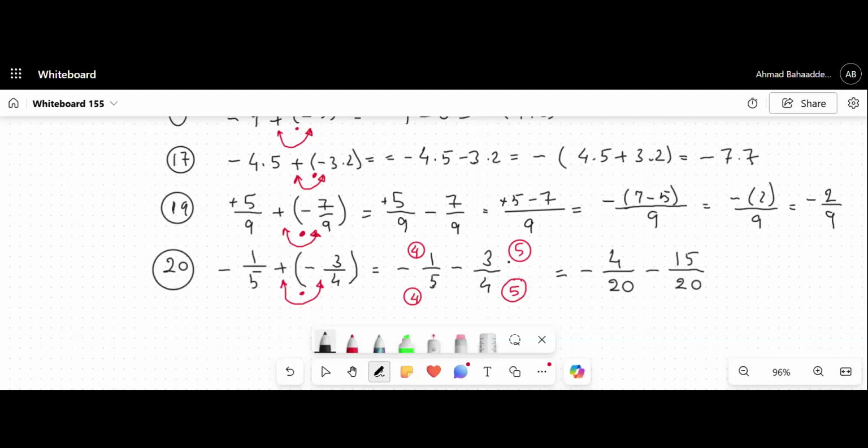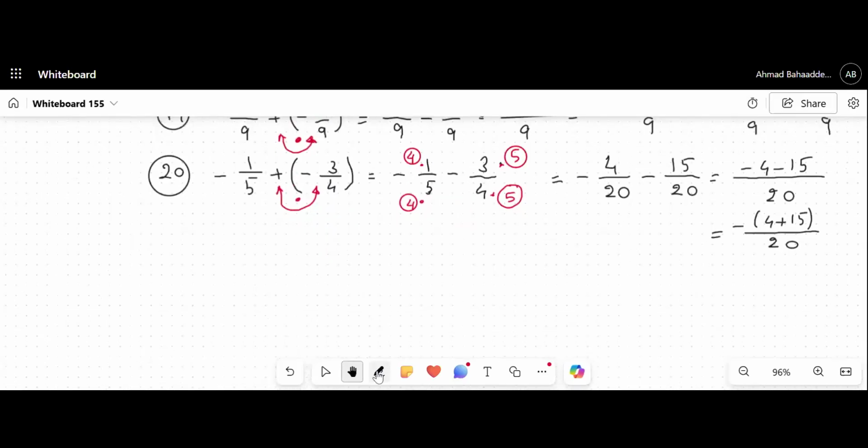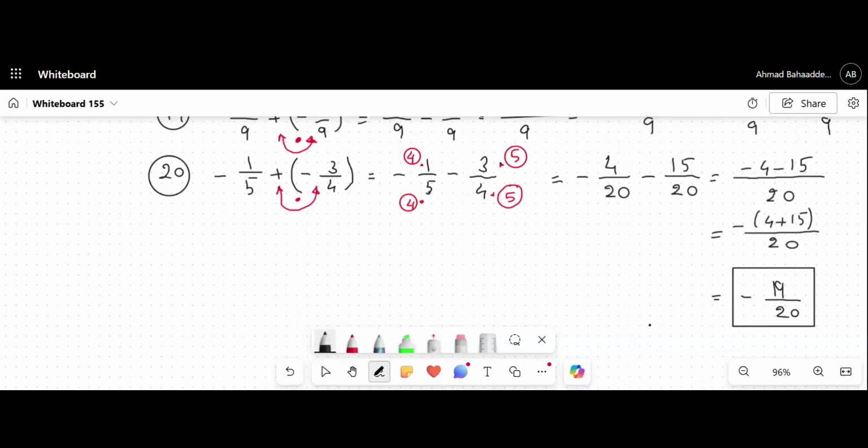Now we have two fractions with the same denominator. So we keep the denominator as it is, and we write down the two numbers on the top. So it's minus 4 minus 15, both of them are minus, so we add them with a minus. That's going to be 4 plus 15, as we did previously, divided by 20. So the answer after all of these steps is minus 19 over 20. And that's the final answer for this question.